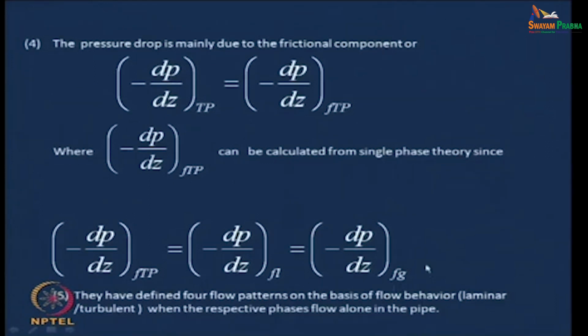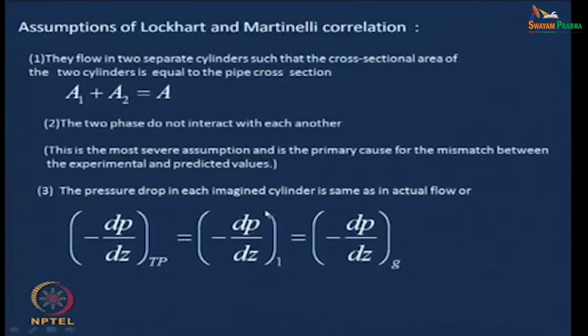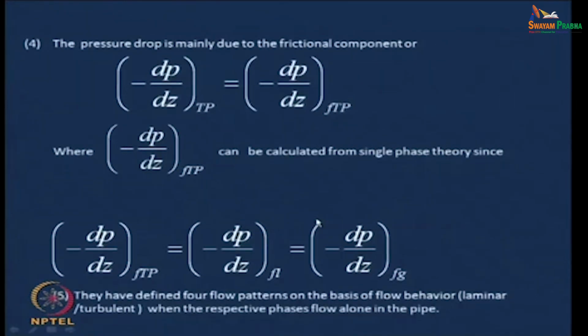So, due to which we can write that the two phase pressure gradient is primarily the frictional pressure gradient, and the two phase pressure gradient is equal to the pressure gradient in the liquid cylinder, which is equal to the pressure gradient in the gas cylinder. Combining everything, we can write that the two phase pressure gradient is the frictional pressure gradient, and this is equal to the frictional pressure drop in the liquid cylinder, which is equal to the frictional pressure gradient in the gas cylinder. So, this is finally what we come to.